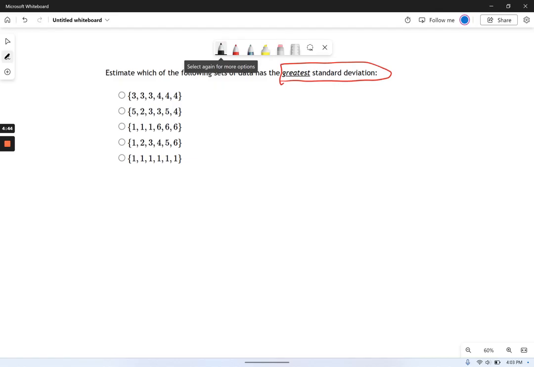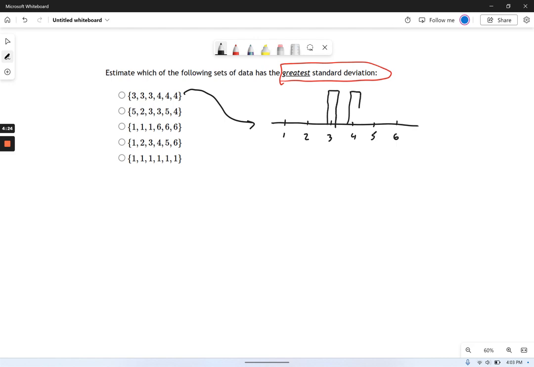For each one of these things, let's just plot it. And when I say plot it, what I mean is we're just going to draw a picture. So imagine we have something like this. There's 1, there's 2, there's 3, there's 4, there's 5, and there's 6. Those are the numbers that are possible. And in this data set right here, that first one, what I can see is I've got 3 3s and 3 4s. So kind of a bunch of those.